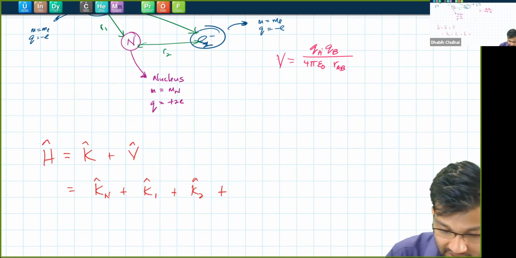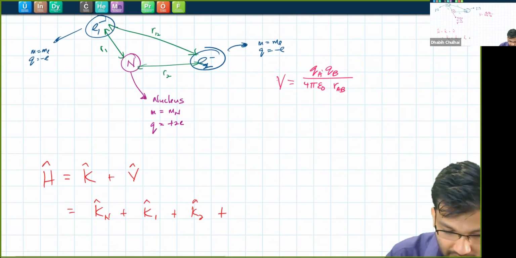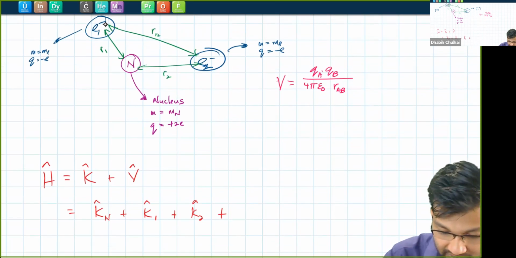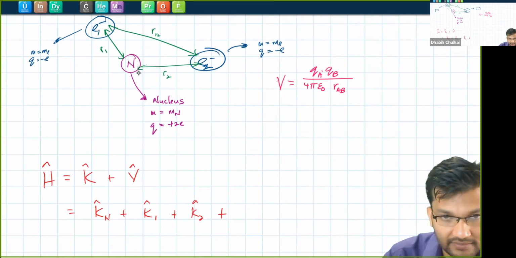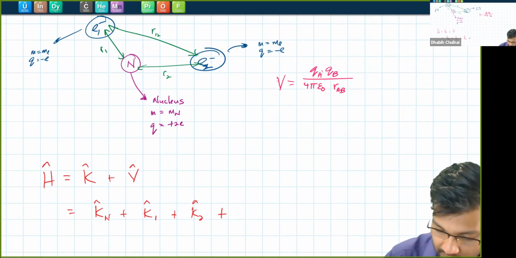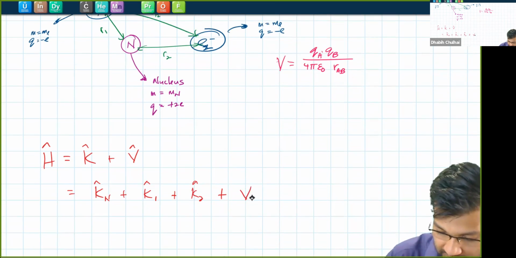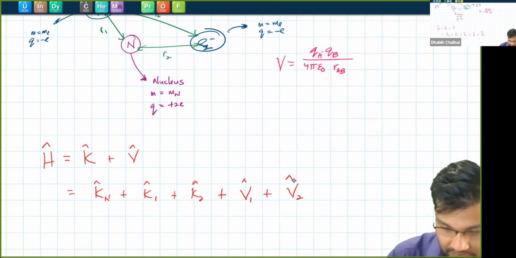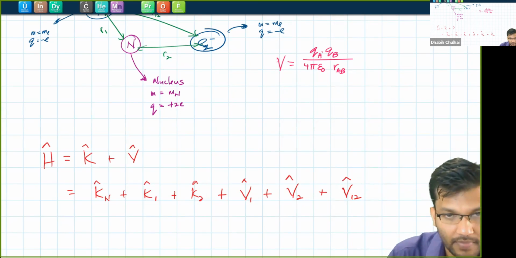What about the potential energy? Well, we have the potential energy between electron 1 and the nucleus, right? We'll have a potential energy between any 2 pair of things. So we'll call the potential between electron 1 and nucleus just the potential 1. The same for electron 2 and the nucleus, we'll call it potential 2. And the potential between the 2 electrons, we'll call it potential 1, 2, kind of like that, just to give it symbols.